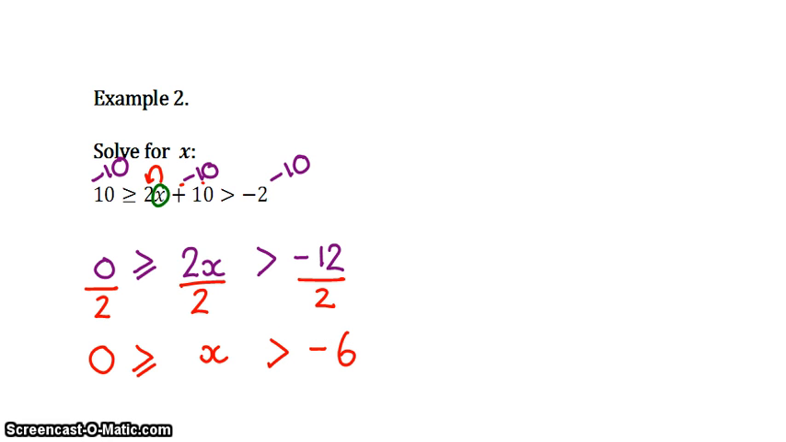Now you can always tell if you're right, because does it make sense that x is bigger than minus 6 but less than 0? Is that possible? Can you be bigger than minus 6 but less than 0?